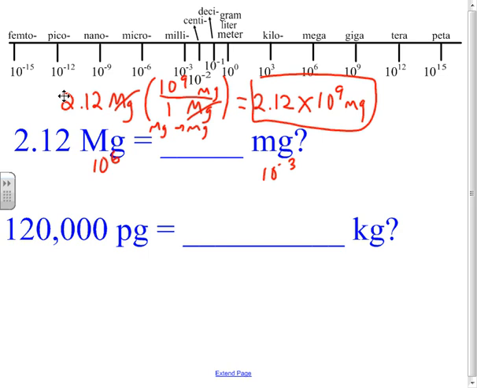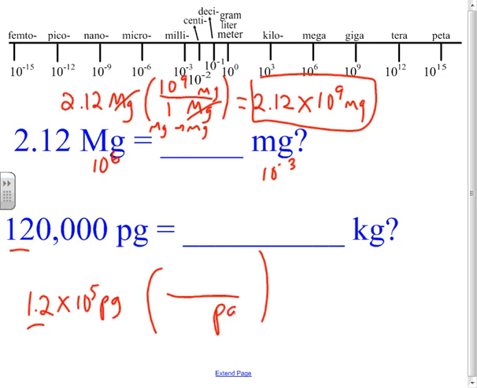Next one, going from picograms to kilograms. Probably easier just to convert this to scientific notation to start with. So 1.2 times 10 to the 5th picograms, only 2 sig figs. And we want to convert picograms into kilograms. And so we want picograms on bottom, kilograms on top, 1 and 10.